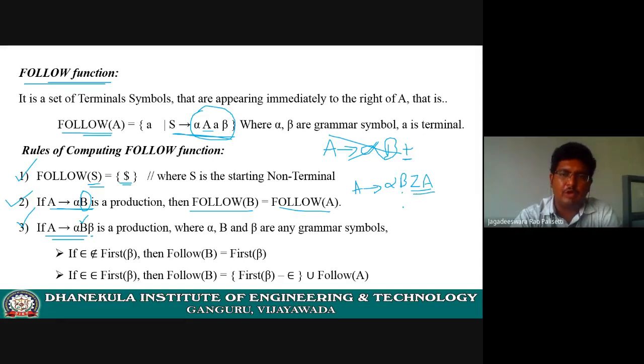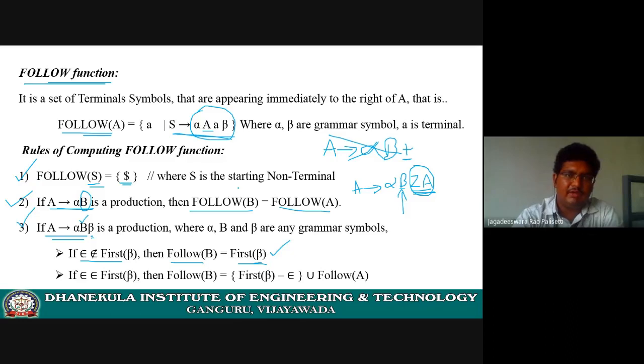At that time, how am I going to compute follow of B? That is what the third point is saying. What do I have to do? I have to compute the first function for this. If the first function of beta doesn't contain epsilon, then follow of B is equivalent to first of beta. Epsilon plays a crucial role. Initially, compute first of beta. If first of beta doesn't have epsilon, then obviously you can write follow of B is equivalent to first of beta.